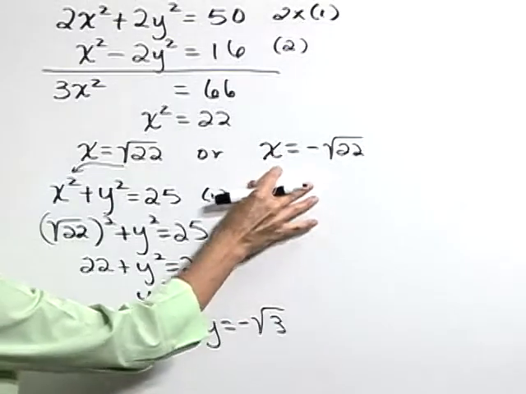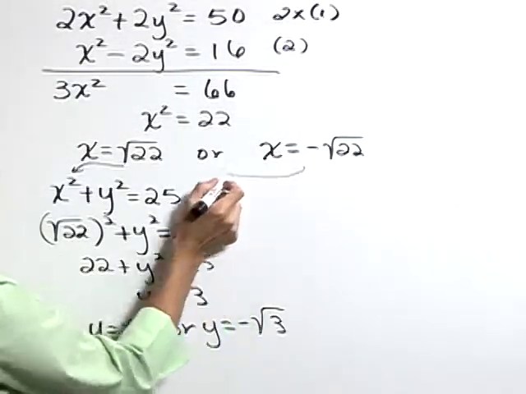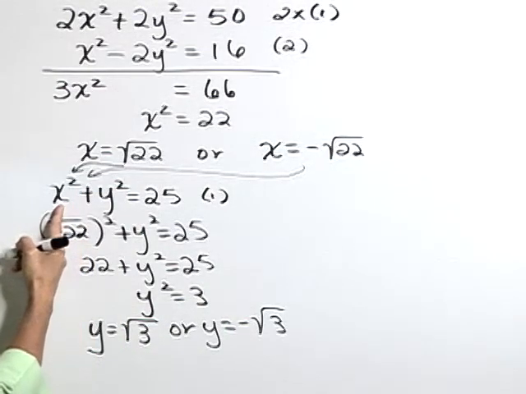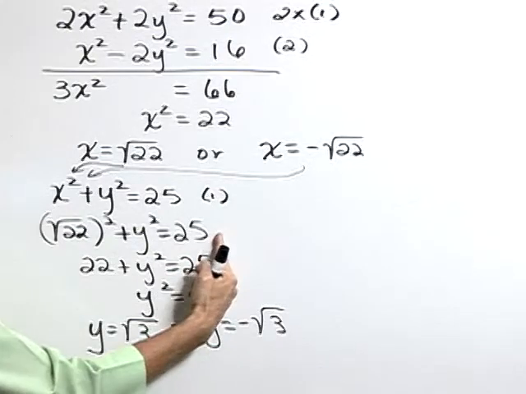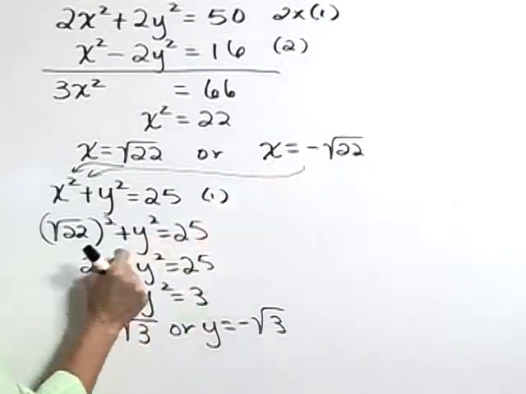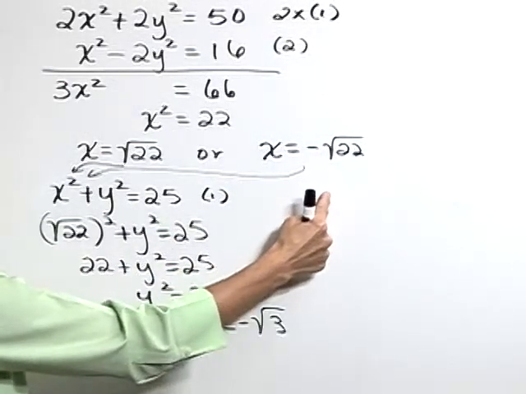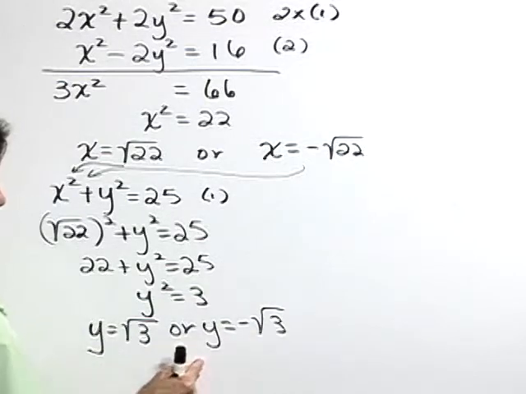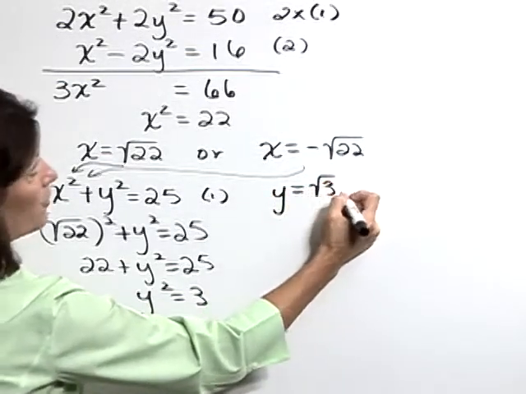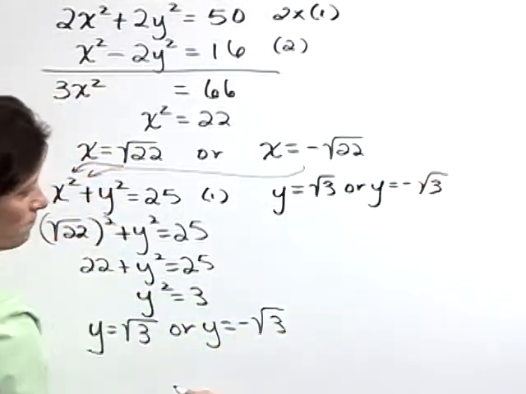Now as we look at this x value of negative square root of 22, if we substitute that into equation 1 right here for x, then we're going to get this same equation, because that negative sign, as we square it, becomes positive. So for x equal negative square root of 22, we're going to get these same y values of y equal square root of 3 or y equal negative square root of 3.